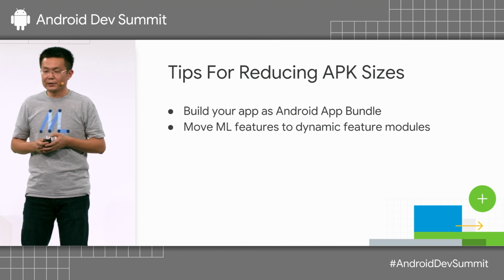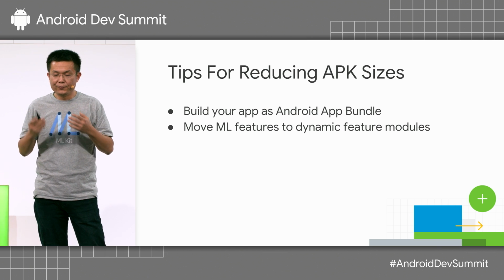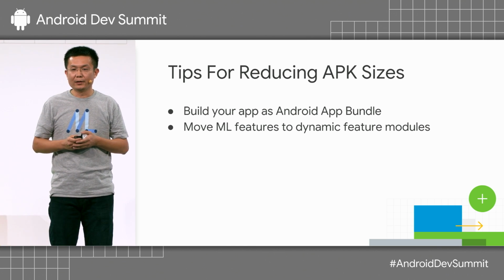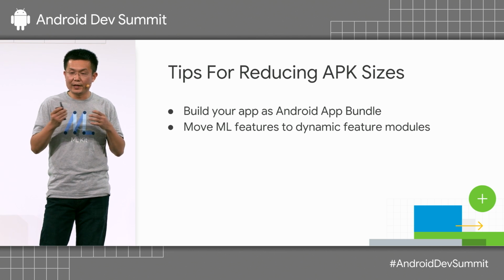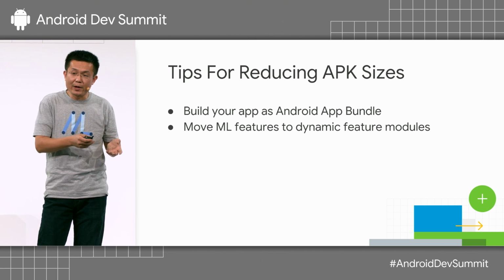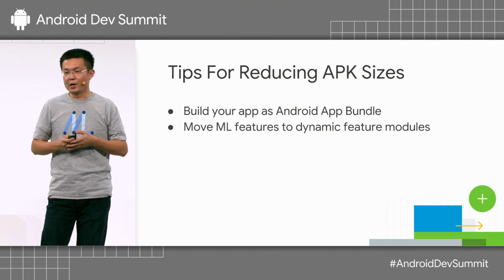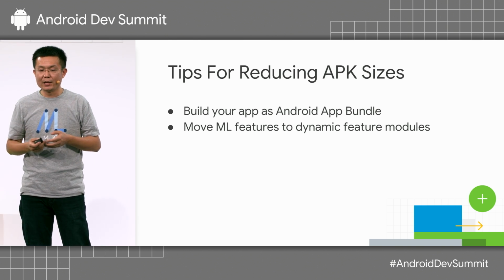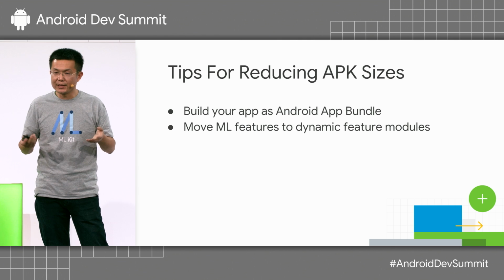Then your users only have to download the APKs and native code libraries that match their device configuration. Another way you can reduce APK size is, if the machine learning feature in your app is not the primary purpose, then you could move the machine learning features which require ML Kit into a dynamic feature module. In that way, you prevent users from unnecessarily downloading ML models, which can sometimes be large.